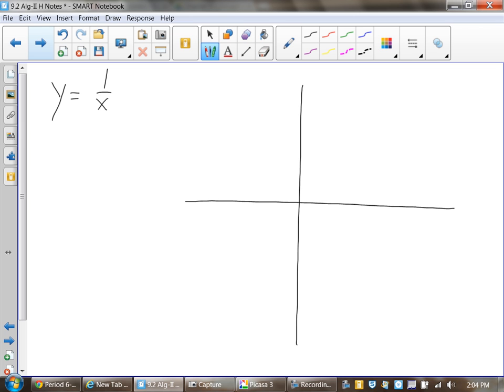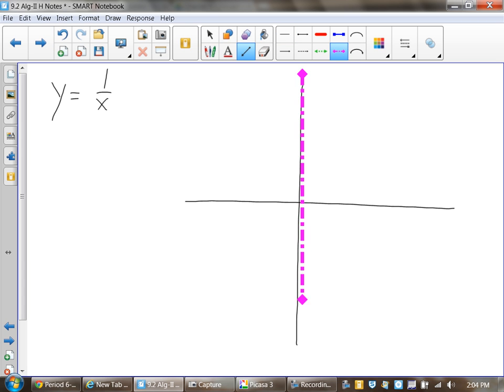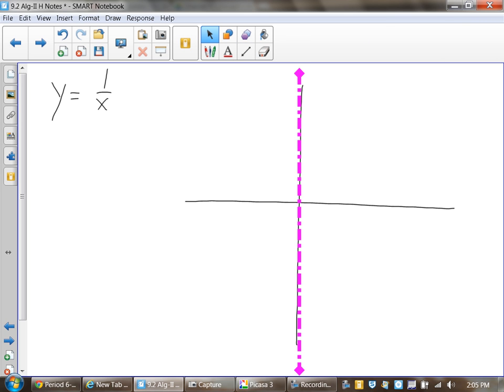So what happens here on a graph, you get something that is called an asymptote. An asymptote is something that you are approaching, but you never exactly get to. It's like you can always take half of a number, but you're never going to get to 0.